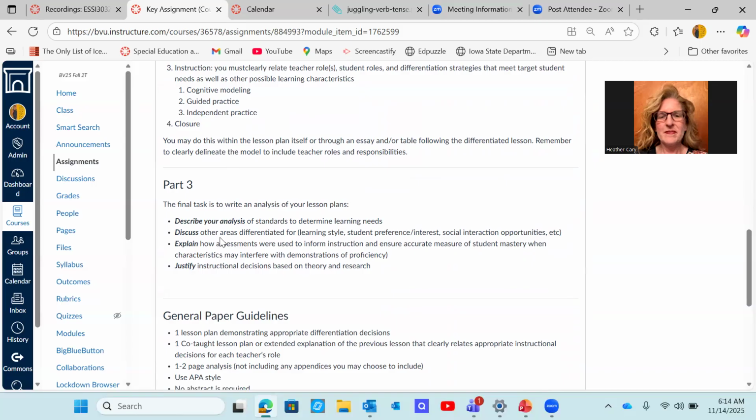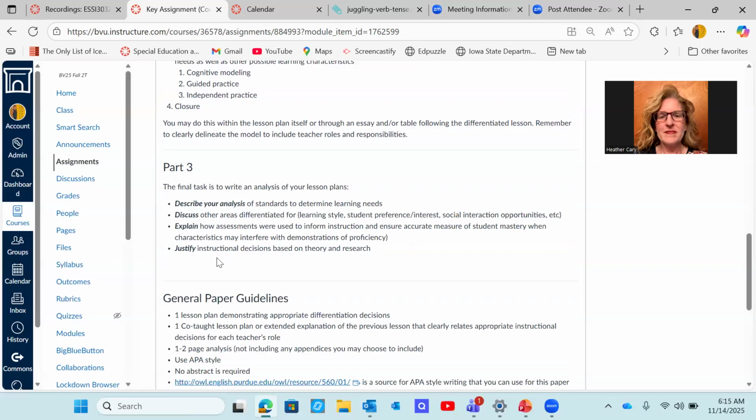Describe your analysis of standards to determine the learning needs. Discuss other areas differentiated for learning style, your student preference, interest. Think of that spin: student preference, interest, and needs, the social interaction opportunities. So this may be other things that came about as you were writing your lesson.